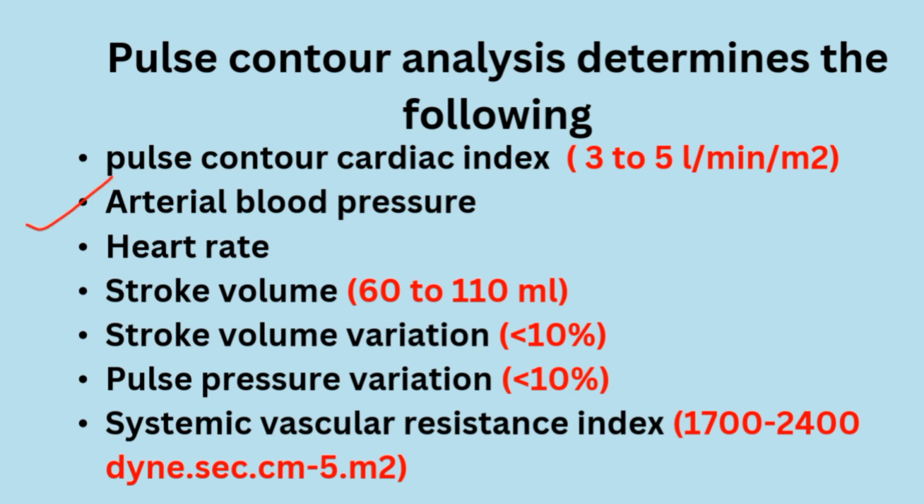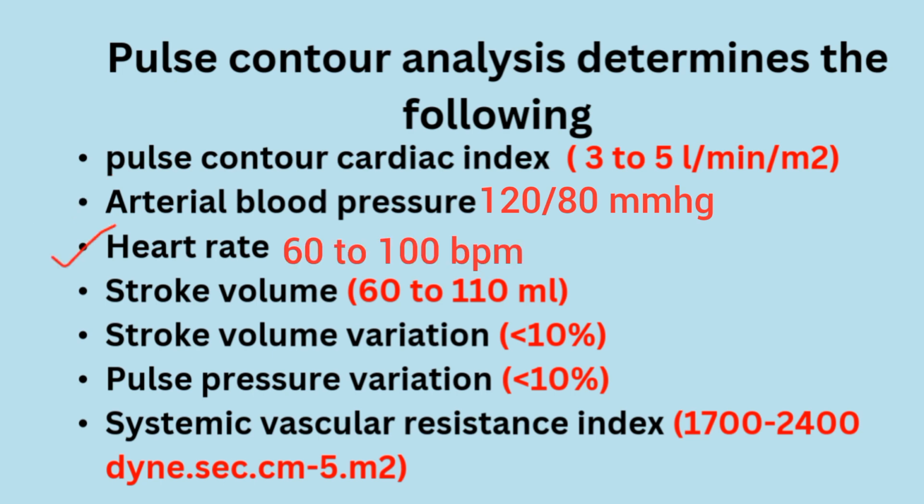Arterial blood pressure, which normally is 120 over 80 mmHg. Heart rate, which normally is 60 to 100 beats per minute. It also tells about the stroke volume, which is the amount of blood ejected by the left ventricle, and its normal value is 60 to 110 milliliters. Stroke volume and pulse pressure variation, which normally is less than 10%. And systemic vascular resistance index. It is the resistance in the systemic circulation, which is normally between 1700 to 2400.